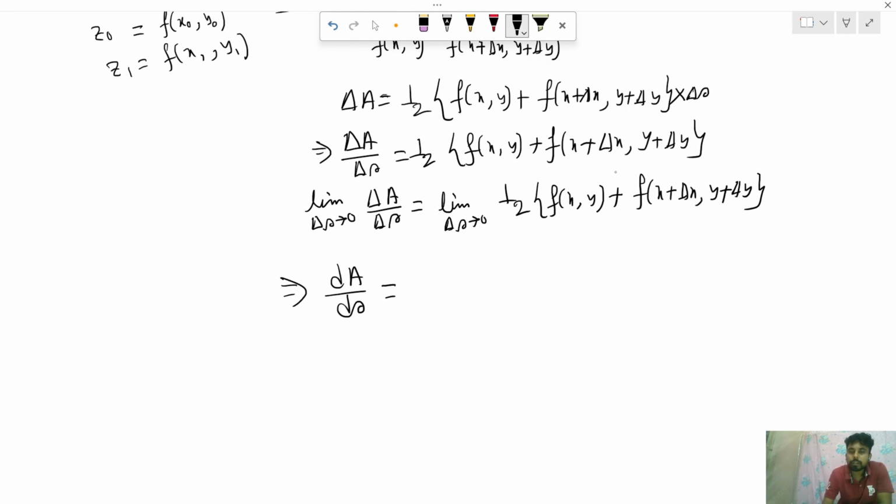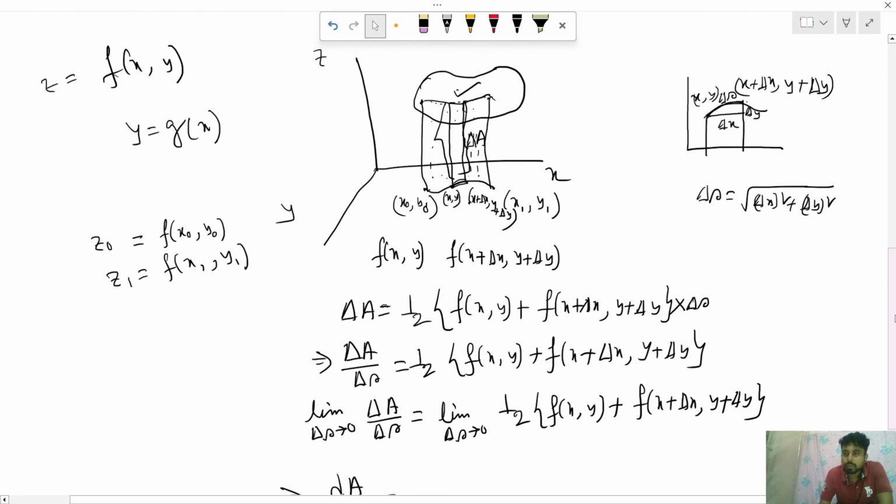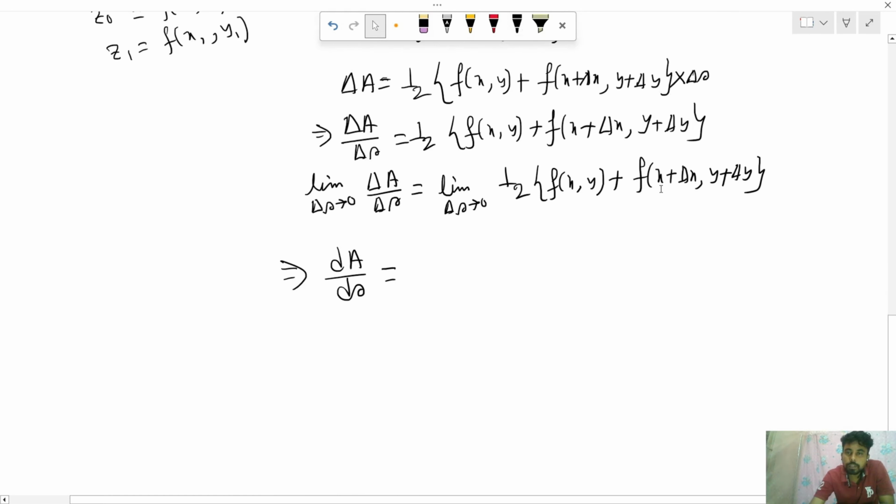And when delta s tends to 0, that means delta x tends to 0 as well as delta y tends to 0. So from the right hand side, we will get half of f, with delta x tends to 0 and delta y tends to 0. So here we get f of x, y plus f of x, y, it will be 2 f of x, y, and half of 2 f of x, y we get.